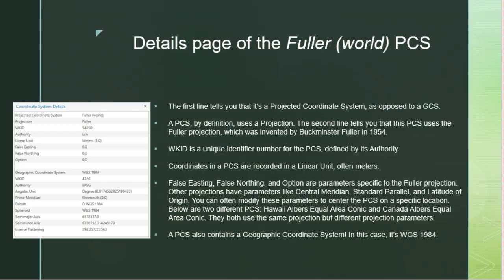False easting, false northing, and scale factor are parameters specific to this projection. Other projections have parameters like central meridian, standard parallel, and latitude of origin. You're not going to need to know these for this class. I just wanted to introduce these keywords. You can often modify these parameters to center the PCS on a specific location. And when a layer has a PCS, a projected coordinate system, it will also contain the geographic coordinate system that the data was collected in.